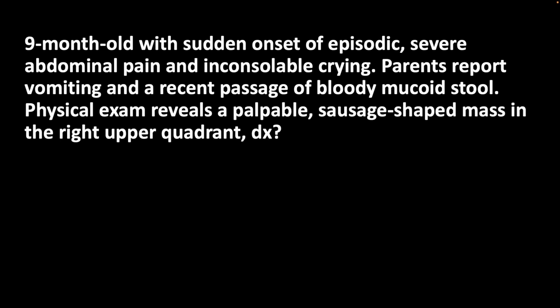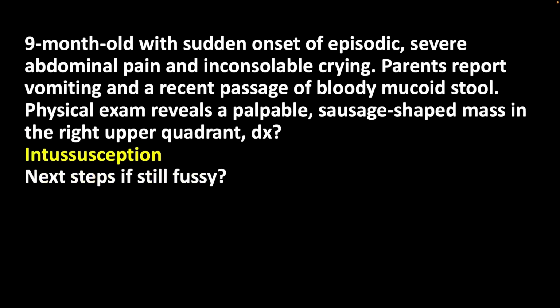So we have a 9-month-old with sudden onset episodic severe abdominal pain and inconsolable crying. Parents report vomiting and a recent passage of bloody mucoid stools. Physical exam reveals a palpable sausage-shaped mass in the right upper quadrant. What's the diagnosis? This would be intussusception.